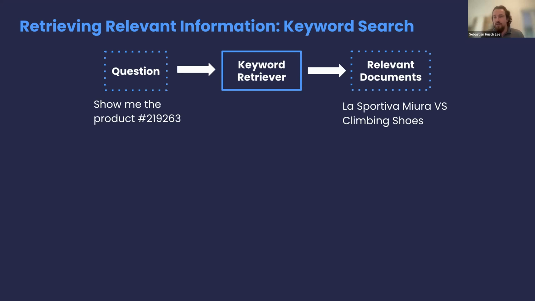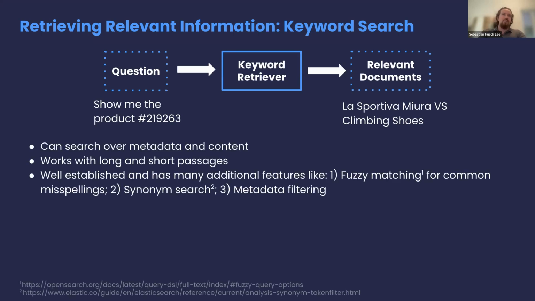For example, product IDs. In e-commerce, oftentimes you'd like to be able to look up your product ID. In this case, you need that exact match for the retrieval to work well, and this is just a guaranteed way of doing that. So, using keyword search, you can easily search for metadata and content. This works well with long and short passages, so splitting your document into shorter passages isn't as relevant.